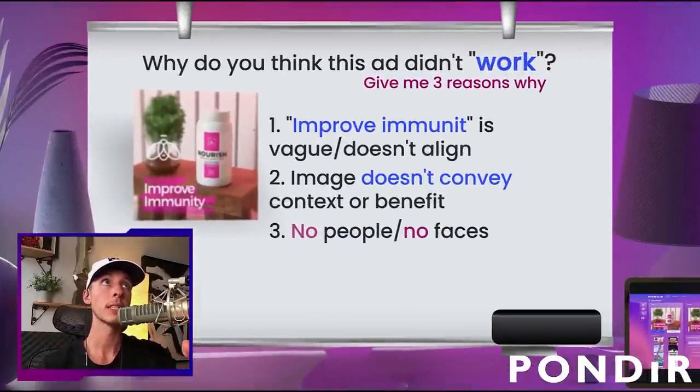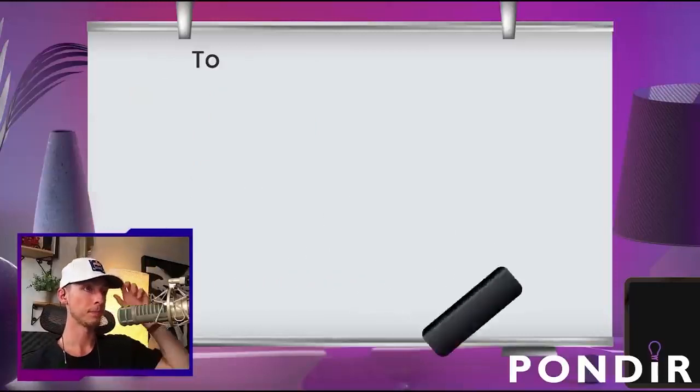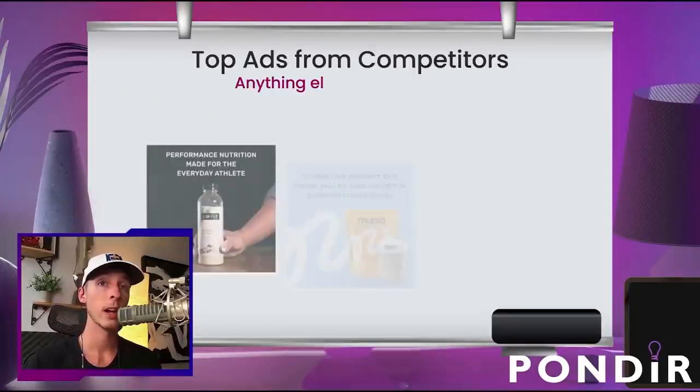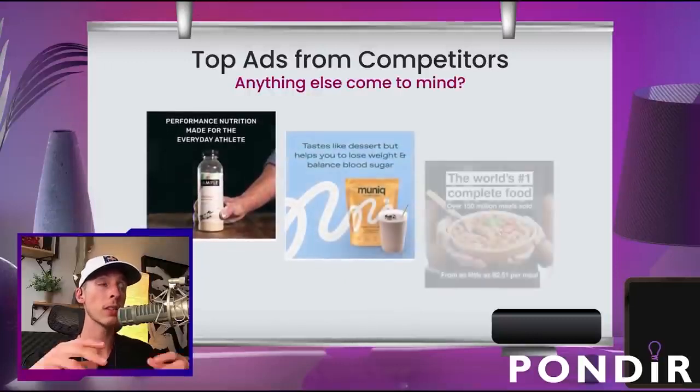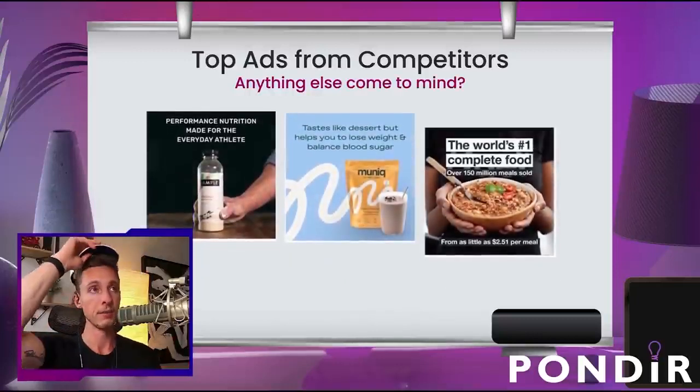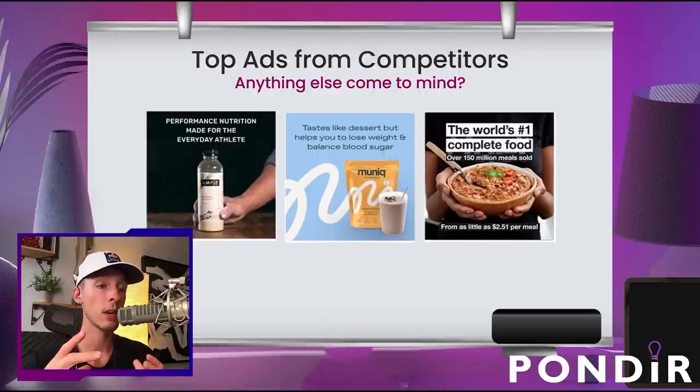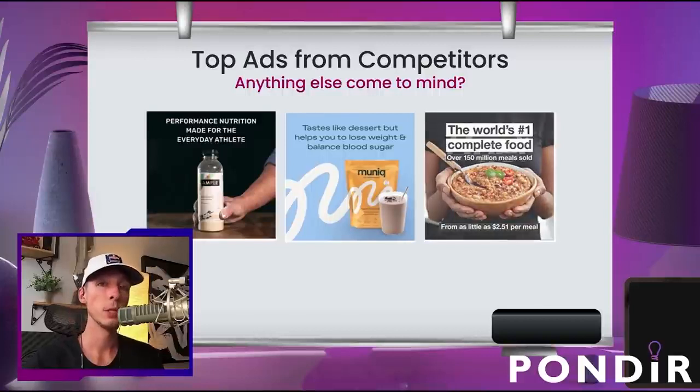So let's break this down a little bit further, and I'll show you what we did here to make a big improvement. What we started by doing was looking at our competitors, and I highly recommend doing this. Look at the top competitors in your space. If you have an ad that's not working, go look at your competitors' ads, sort by impressions and take their top ones. Here are some top ads. You can see this one here, Ample, Munich, and then this is Huel. All right. Anything come to mind when you see this?